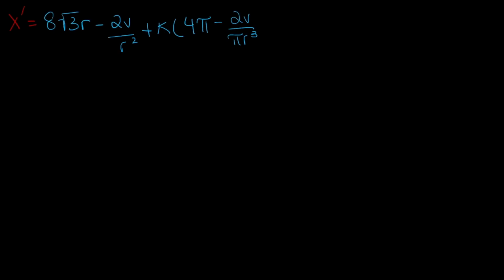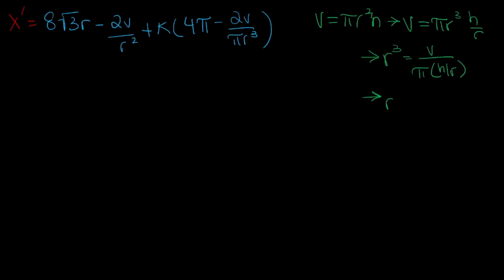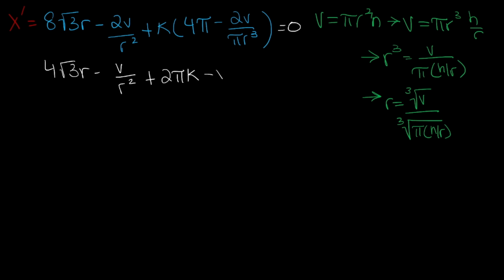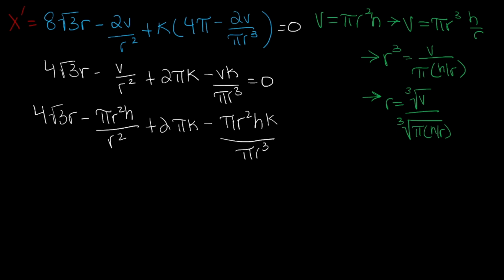Our volume should also include the value of h over r, so we can rewrite V equals pi r squared times h to be equal to V equals pi r cubed times h over r. Once we isolate r, we get r equals cube root V over cube root pi h over r. Once we do that, we can set the equation to 0 to find the critical point. This will help find the minimized equation when the derivative is equal to 0.